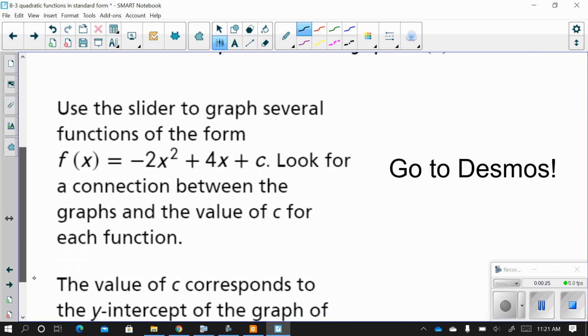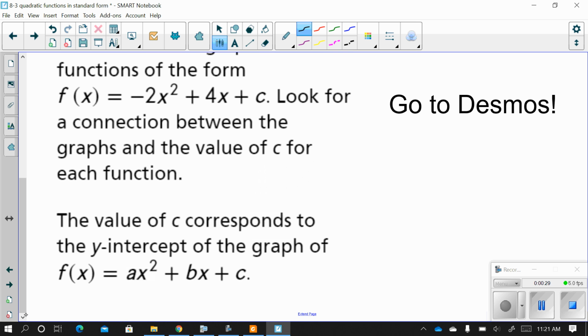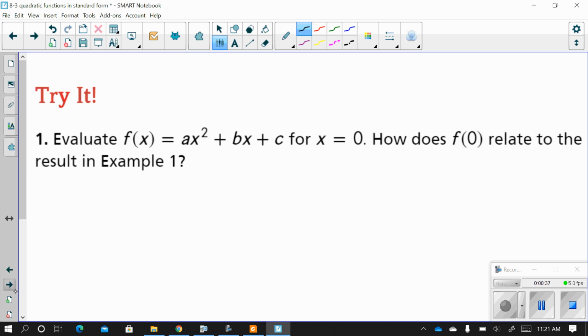Well, you can use Desmos and go ahead and see this, but I'll just tell you right now. The value of c corresponds to the y-intercept. So c is the y-intercept. Why is it the y-intercept? Well, remember, whenever I cross the y-axis, x is always 0. So let's plug in and see what happens if x is 0.